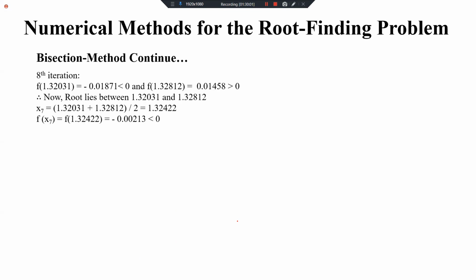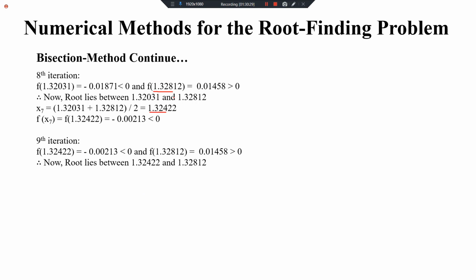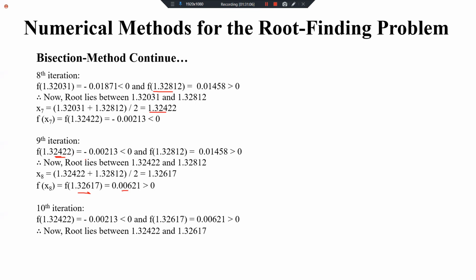In the 8th iteration, you get x7 as 1.32422. And when you substitute that, you get this value. That is negative. That means again your value is between this and this. Okay. Again, you get the x8 value. You can see this is positive. So for the next iteration, your value is between these two. Okay.